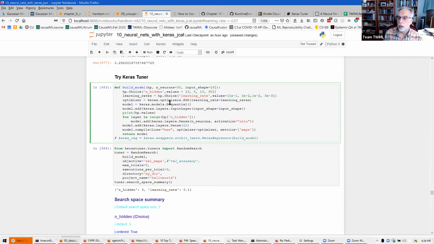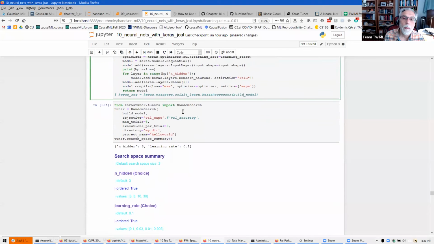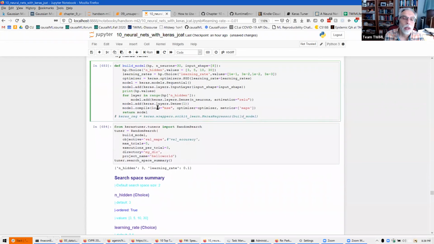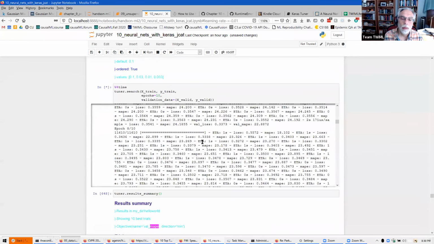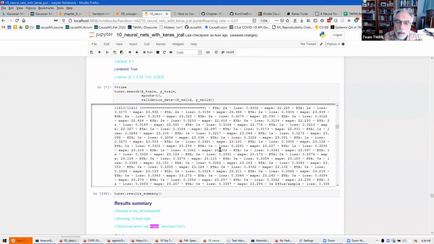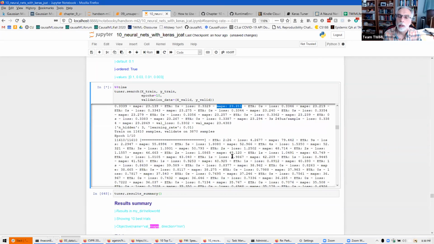You could also figure out how to specify the optimizer as well. That's a hyperparameter too, but we're not using that this way. So in this one, I used MSE, mean squared error, as the loss, but I used MAPE as the metric. When we look at the MAPE, that's directly interpretable. That's 23% error.